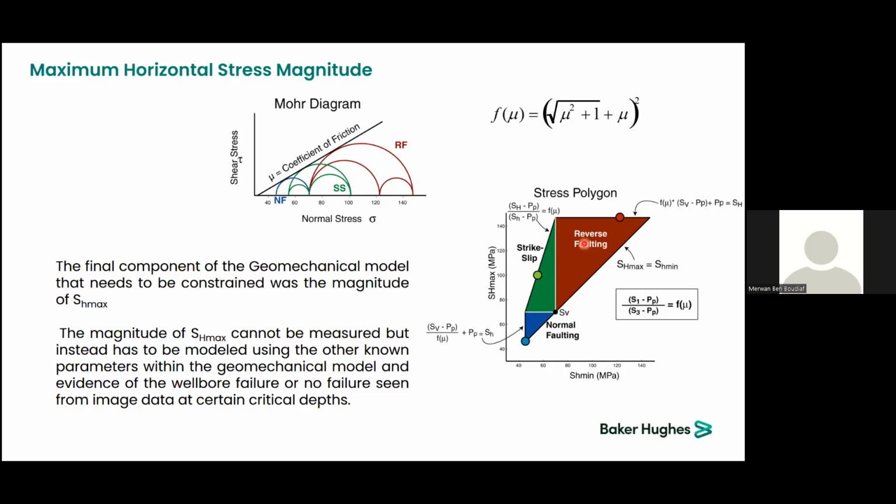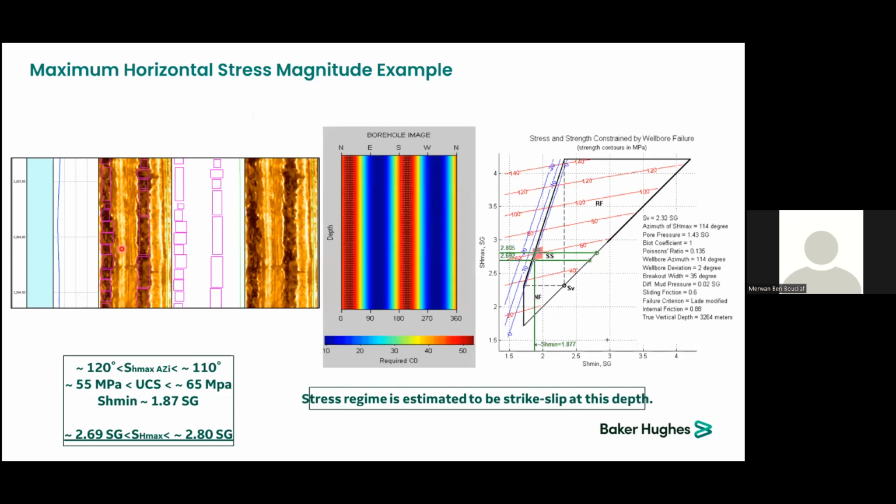For example, here we have breakouts on the image that have been picked, and from those squares we are calculating the average width of those breakouts. So basically we are plotting this: we have the SH min, and we have the width of breakout, from which we can construct those red abacus here. For the UCS, having the SH min and the UCS, you can directly know your SH max here. Usually it is presented as a range, not as a solid value, because it varies a little bit from one depth to the other.